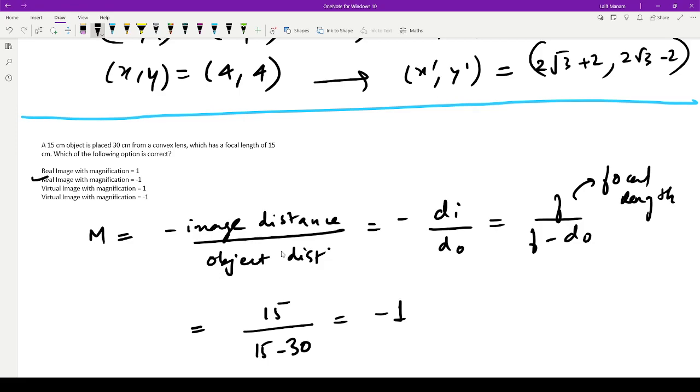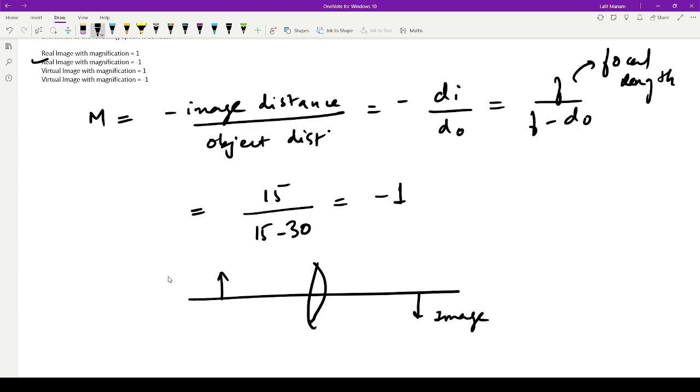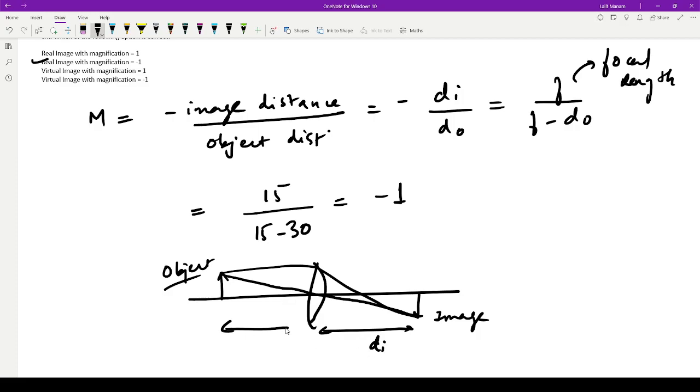That's fine. If anyone remembers this, the diagram looks somewhat like this. I have an object here, image here, and two lines will go like this, which should meet at the image like this. So this is the image distance, the object distance, and this is the focal length.